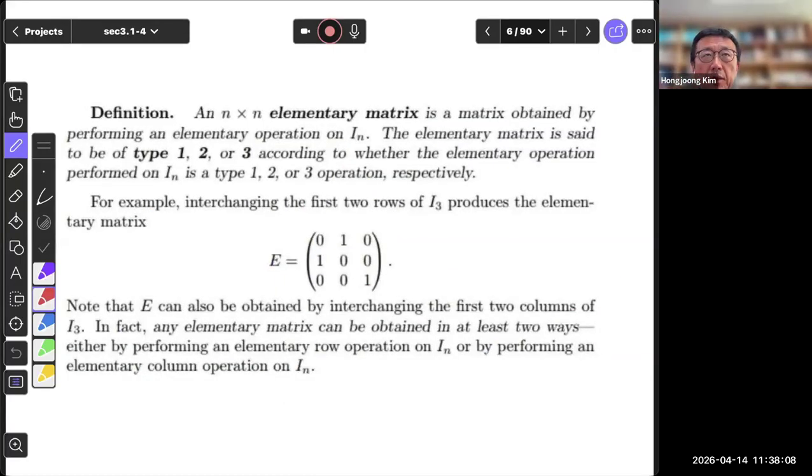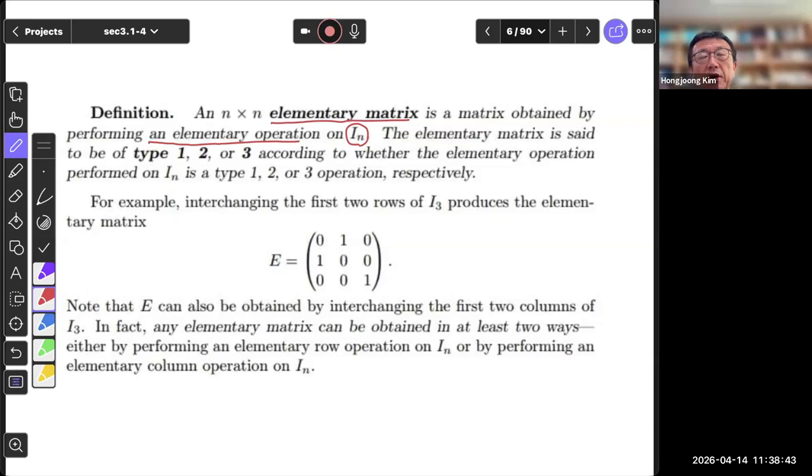Given an identity matrix, you can perform an elementary row operation or an elementary column operation. If you perform one elementary operation on the identity matrix, you get some result. This resulting matrix is called an elementary matrix.